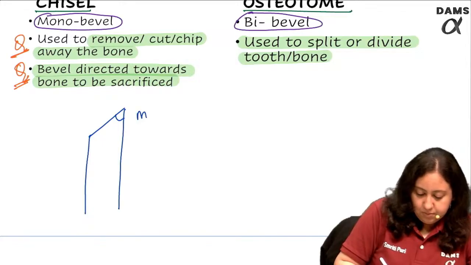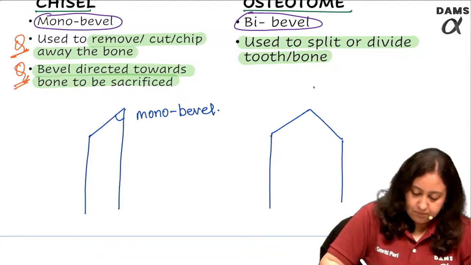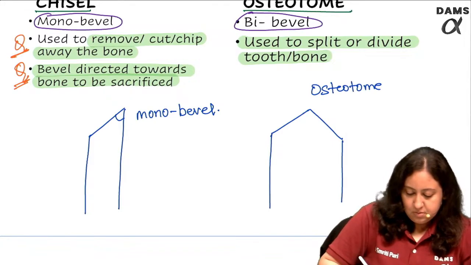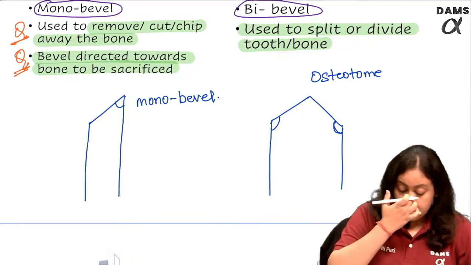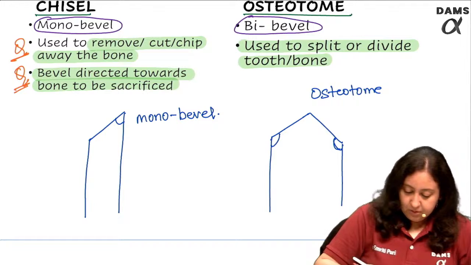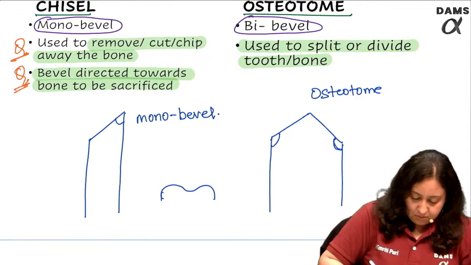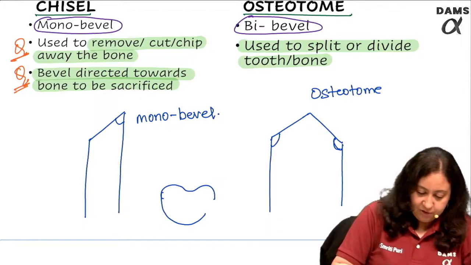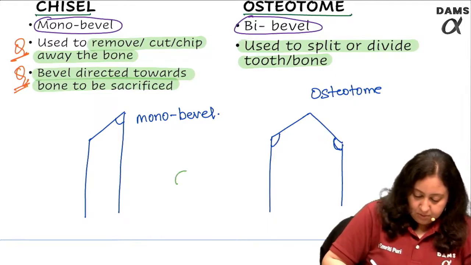This is your chisel, mono-beveled. And this is your osteotome, two bevels. And how is osteotome used? I'll just tell you. Where should I draw? I'll use another color so that you all can differentiate. Just a moment. Is this color visible?